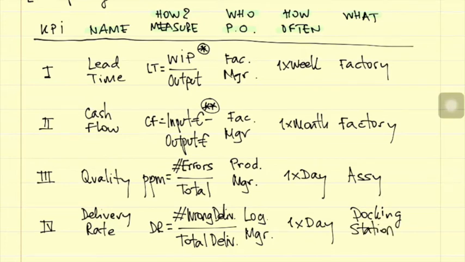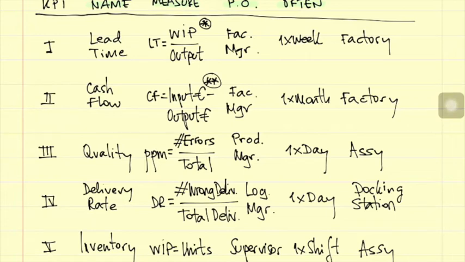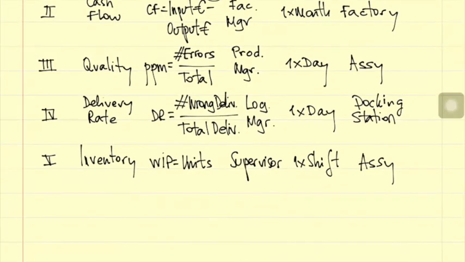And the fifth step of the process is the inventory, WIP, work in progress, or the Umlaufbestand. Are units. Responsible for this is the supervisor. We measure this once every shift, and we measure this at the end of assembly. And we could go on and on and on with this list. Okay, so this list could be very long.